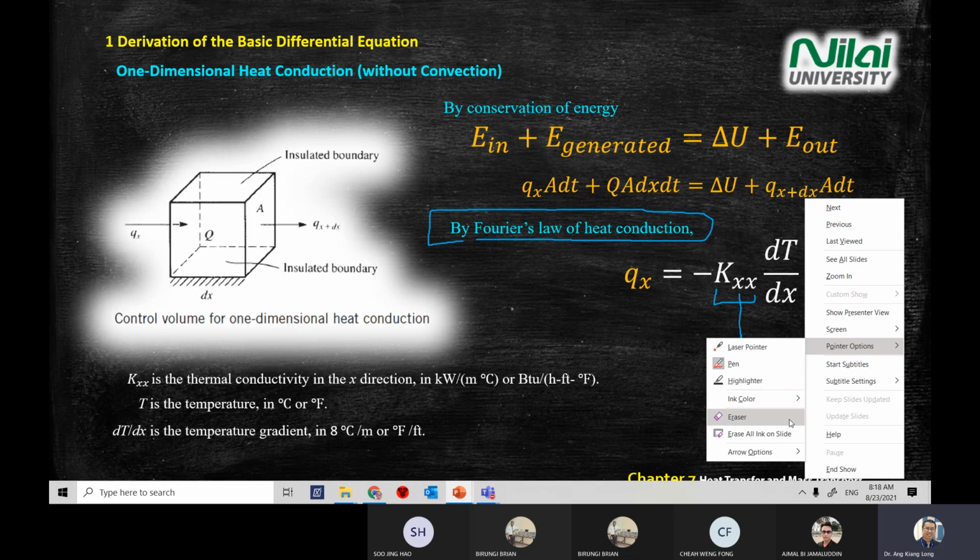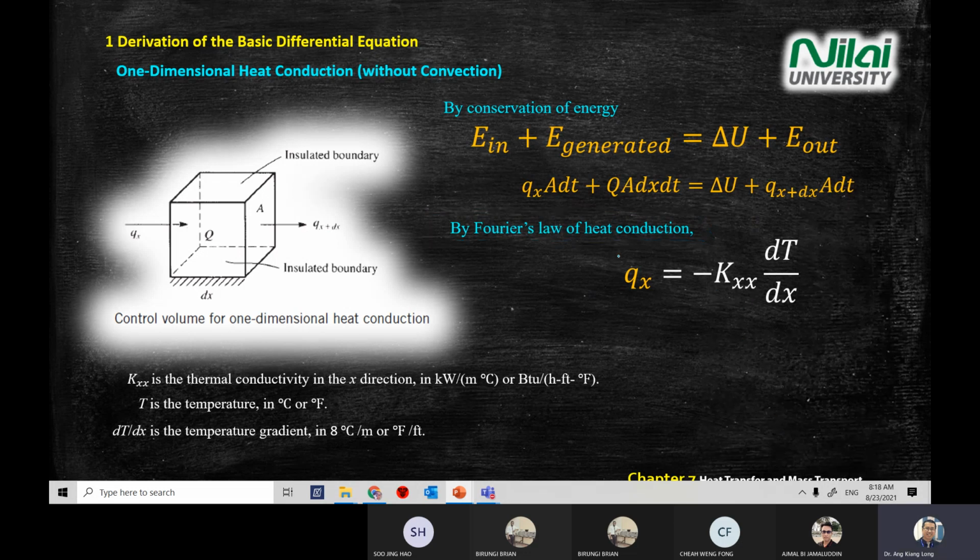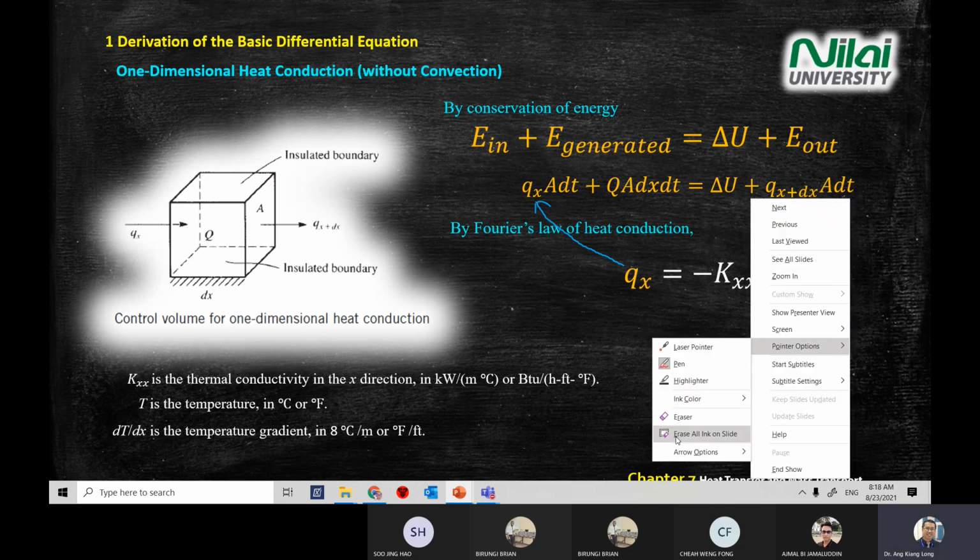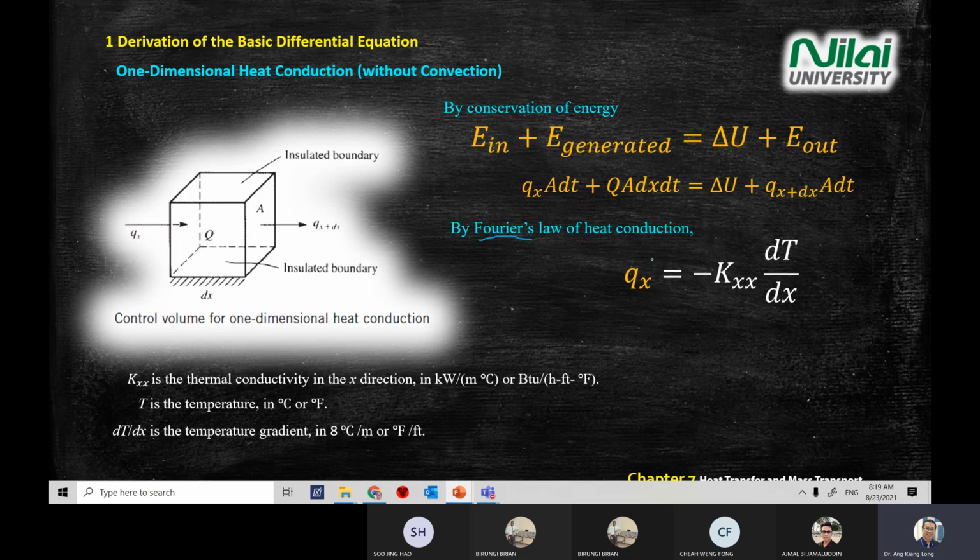So why is this Qx important? Because this equation is used to calculate Qx. Same concept if you want to calculate the one on the right hand side, meaning you are focusing on the change of temperature over here times the distance x plus dx. So the third equation that you see today is Fourier's law, giving you an equation to calculate the Qx. Qx equals, again, negative Kxx.